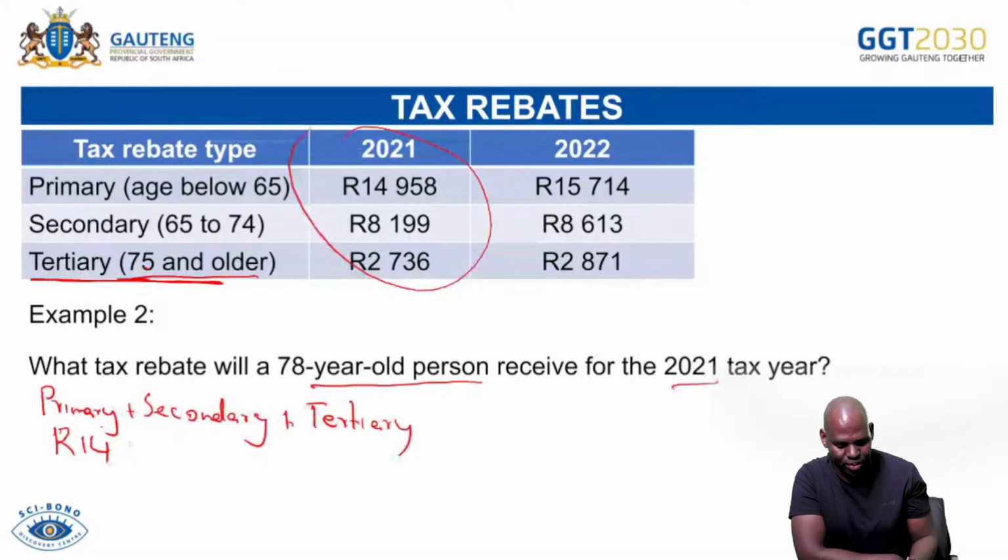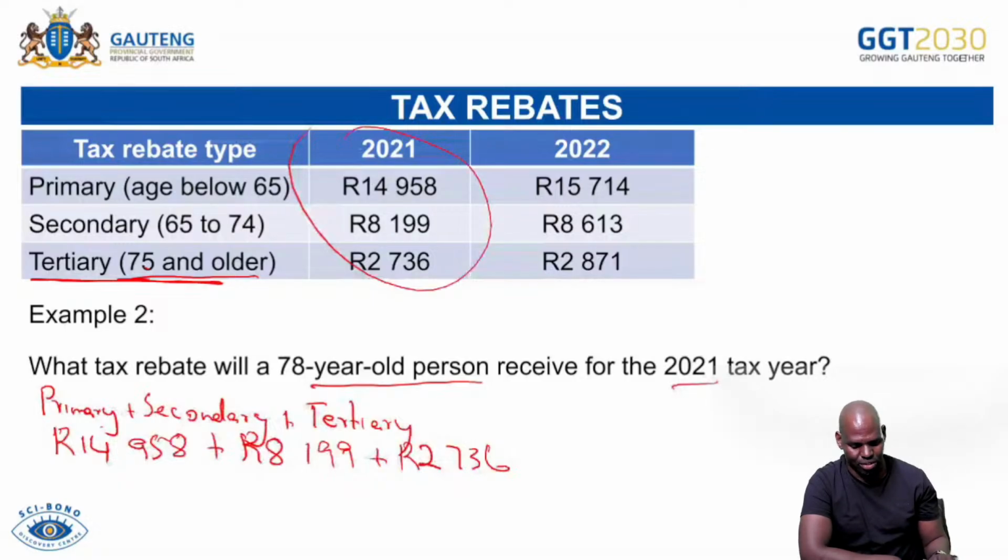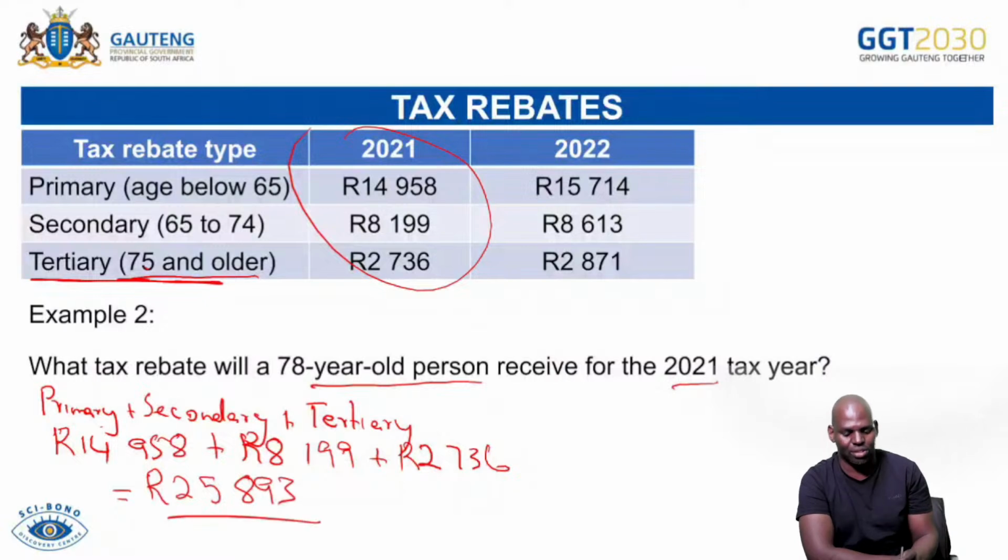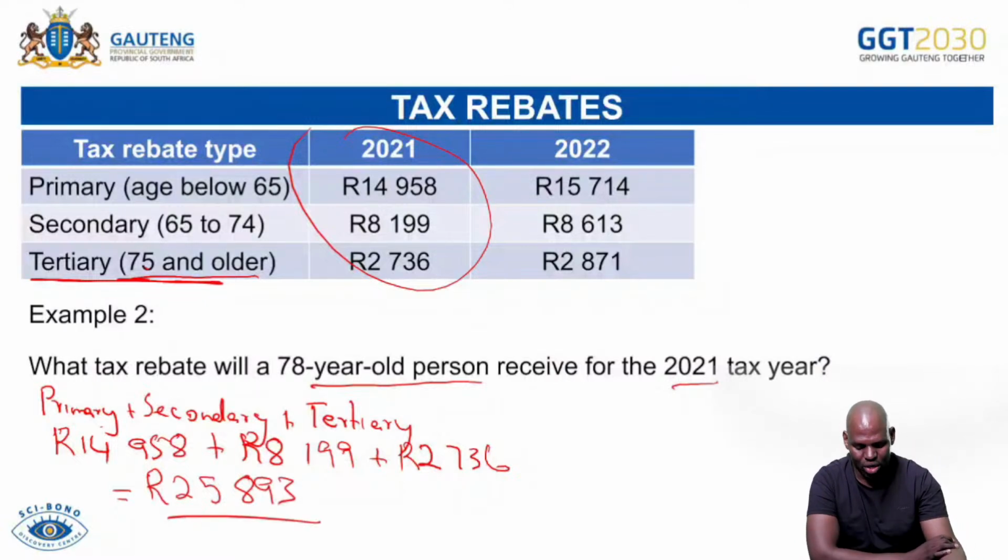So it's going to be 14,958 rand plus 8,199 rand plus 2,736 rand. Then you add them together. 14,958 rand plus 8,199 rand plus 2,736 rand. We made a mistake of saying multiply, so it must be plus. So I get 25,893. So it means this person's income tax will be reduced by 25,893 rand.